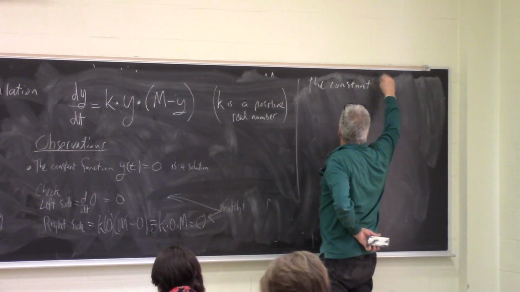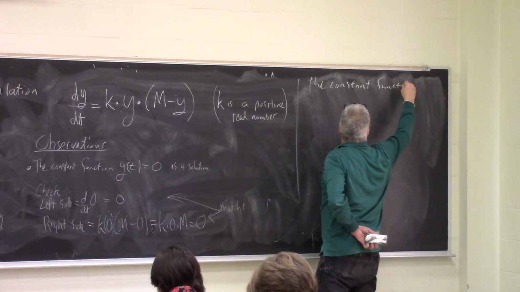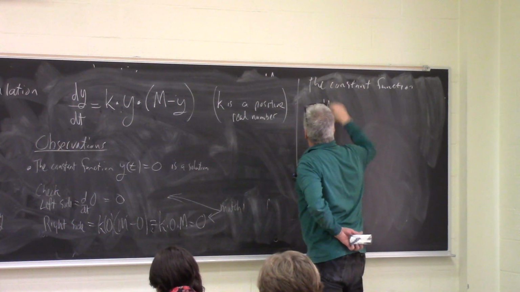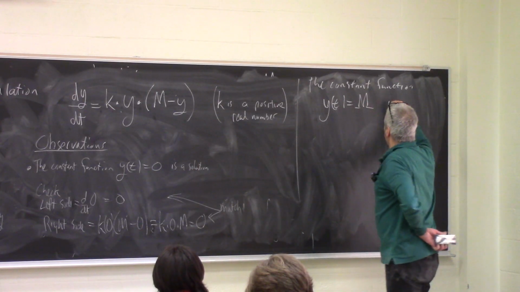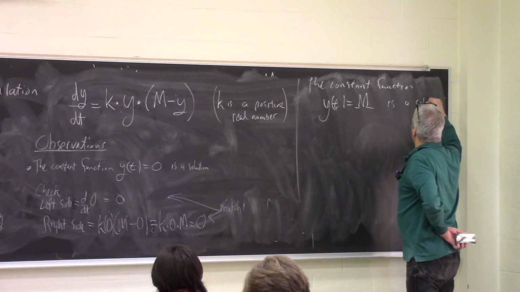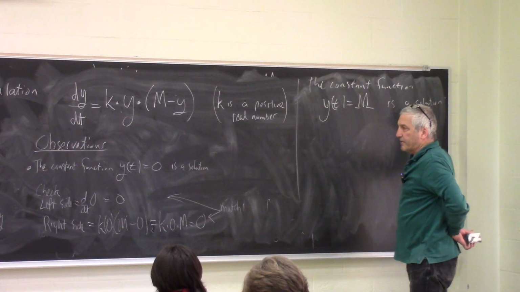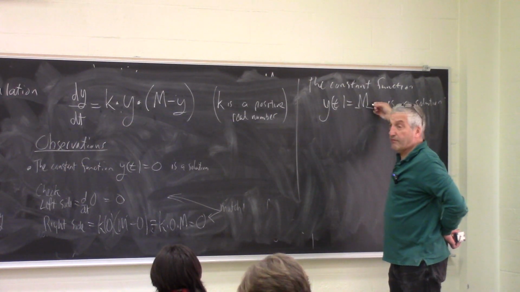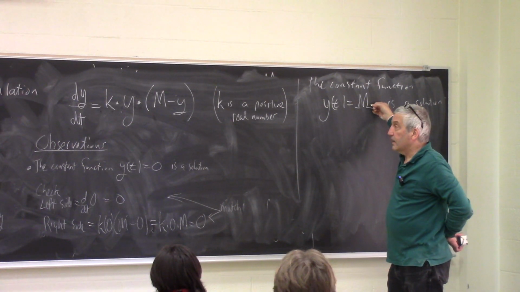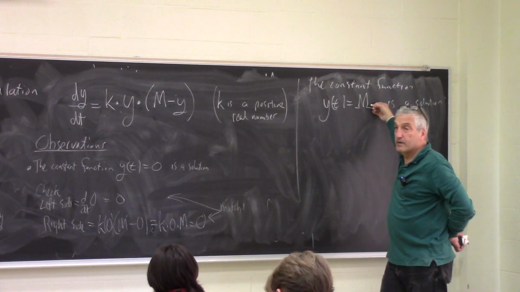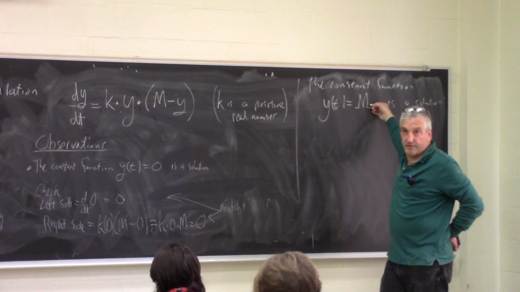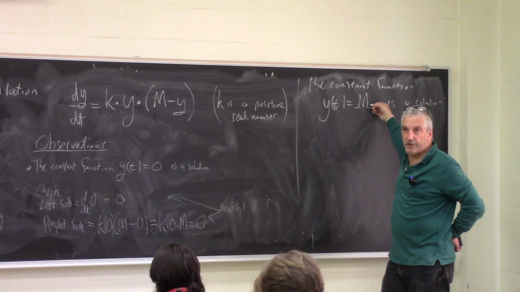So the constant function y of t equals m is also a solution. I think you can see if I plug this into the left side, the derivative of this is 0. If I plug this into the right side, I get k times m minus m. That's going to be 0. So the left and right sides match.